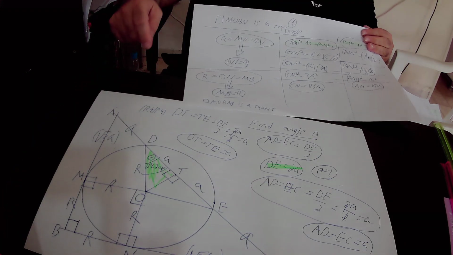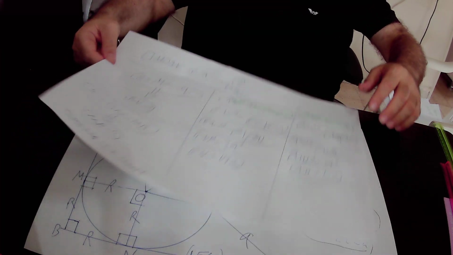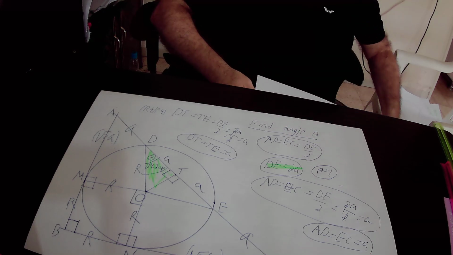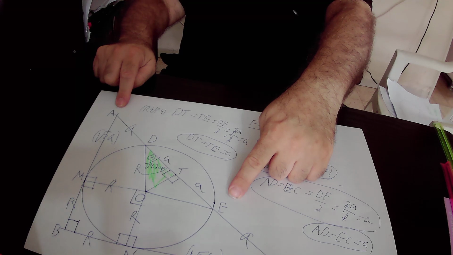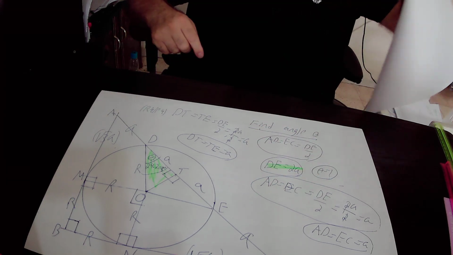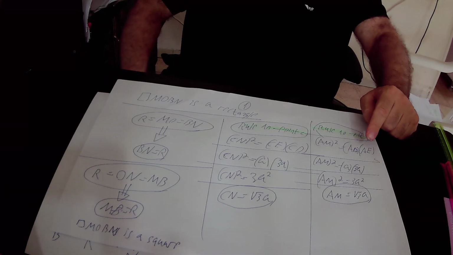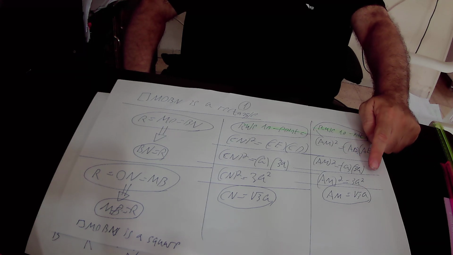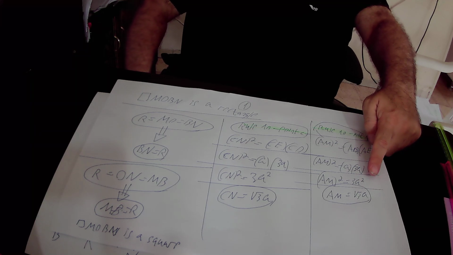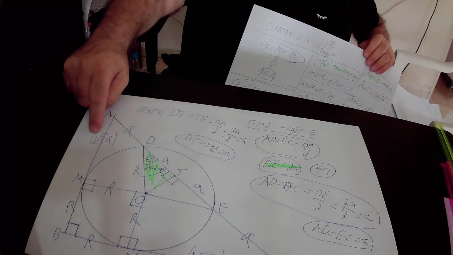So AM squared equals AD times AE, where AD equals A, so we substitute AD by A. AE equals A plus A plus A, that is 3A. So we substitute AE by 3A, and we found out here that AM squared equals A times 3A. So AM squared equals 3A squared. We took the root of this equation and found out that AM equals square root of 3 times A. Here, AM equals square root of 3 times A.